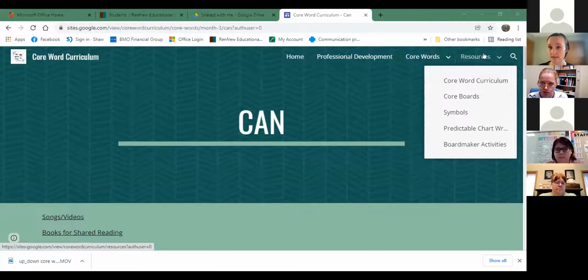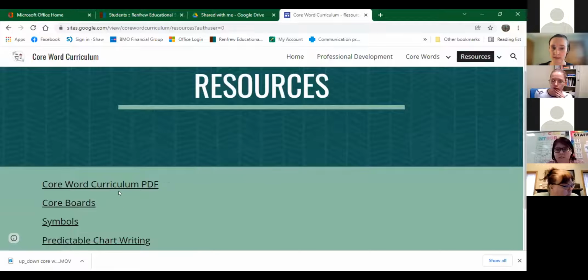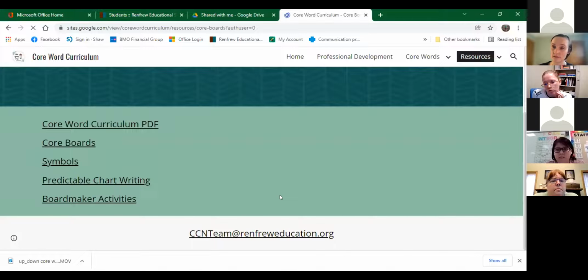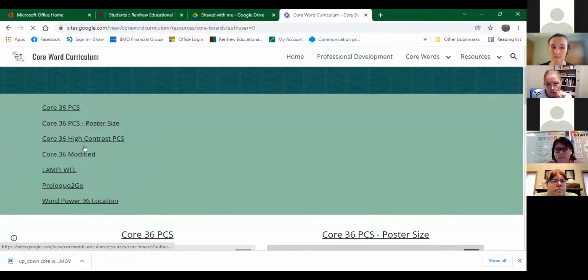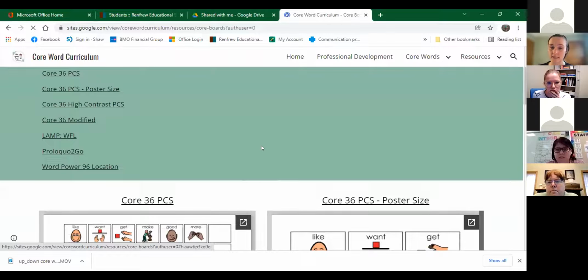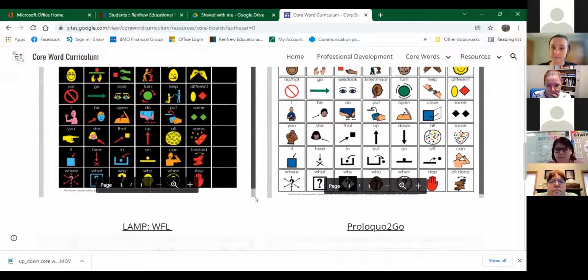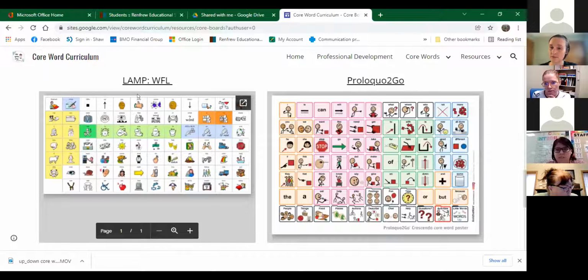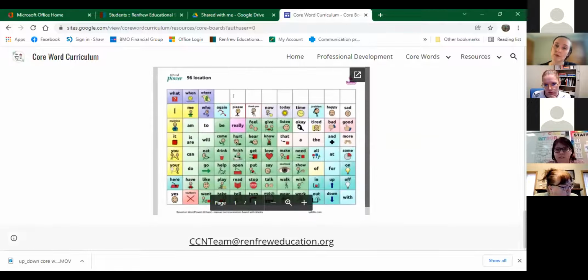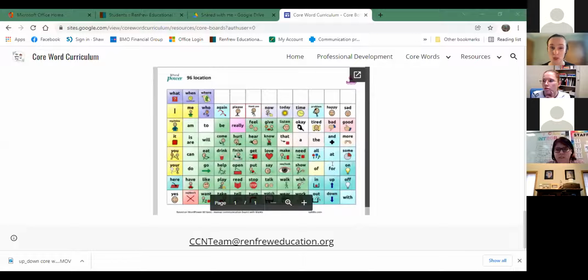Under resources, I will show you, we have the PDF version of it, and we also have printable versions of many core board options under here. So lots of the symbol sets that you're going to see out there in the world, we have core boards that you can print right from here. So we have our LAMP Words for Life, Proloquo2Go. This is the WordPower. This is a 96 cell one. We had some requests for just the WordPower 60 main page. So perhaps somebody can throw the link to the Saltillo website in there if you want more.